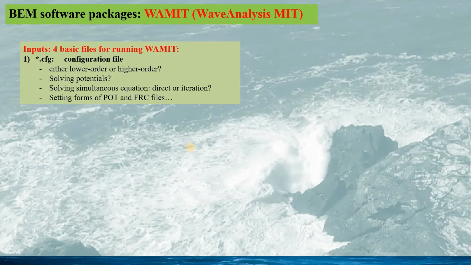Wamit is the most famous commercial boundary element method code for wave structure interaction, with some unique functions for practical applications, for instance, the inclusion of thin structures and the suitability for oscillating water columns. In fact, Wamit is an industry standard for studying the hydrodynamics of offshore platforms. To run Wamit, there are 4 basic files.